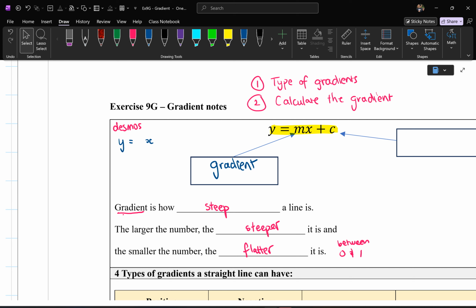So far, so good? Yes? All right, so that's what gradient means. When we look at this and call that the gradient, all they're saying is they realized the number in front of x will influence how steep a line is. And we gave it a name. We just call it the gradient.